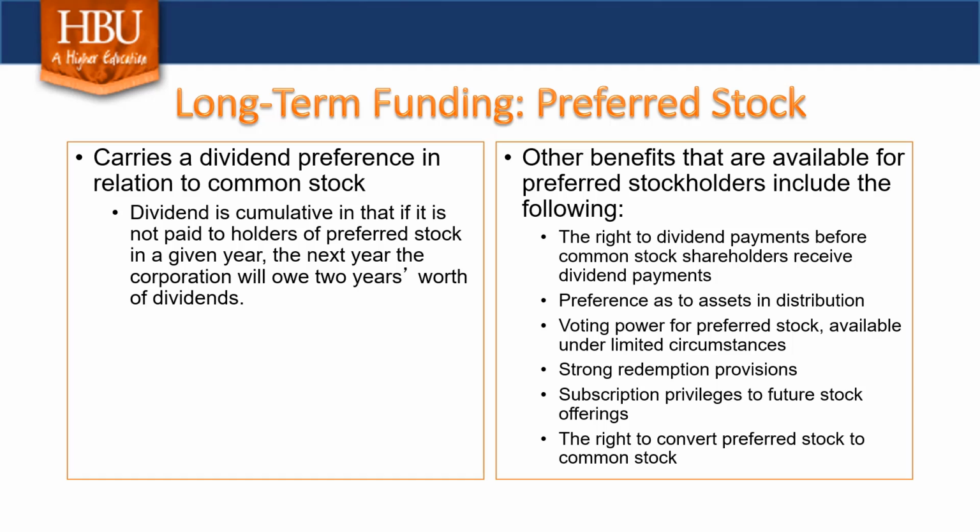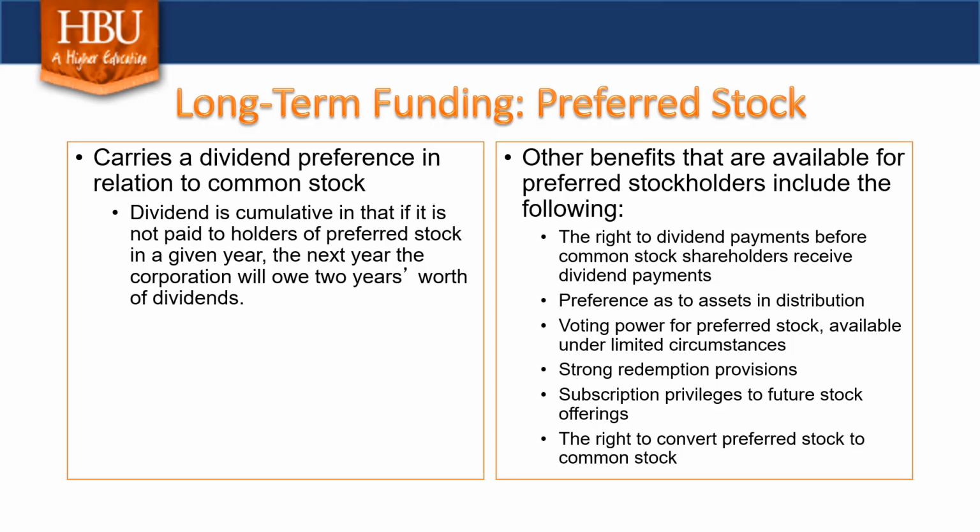Preferred stock is also issued as a way to generate long-term funding. Individuals own preferred stock because it carries a dividend preference, and it gives preference over those who are just common stockholders. So what does that mean? The dividend is cumulative. If it is not paid to holders of preferred stock in a given year, the next year the corporation will owe 2 years' worth of dividends.